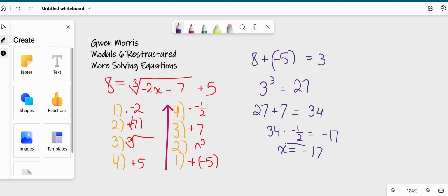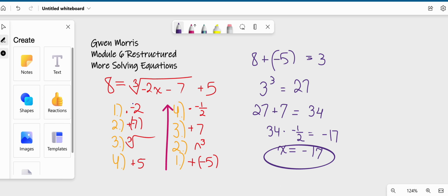All right, so I have my solution here. x equals negative 17. I'm going to make this look nice here. I'm going to go back here and quickly substitute with negative 17. Negative 2 times negative 17 would be 34, minus 7, which is going to be 27. The cube root of that would be 3, and plus 5 would be 8. So therefore, the solution is x equals negative 17.